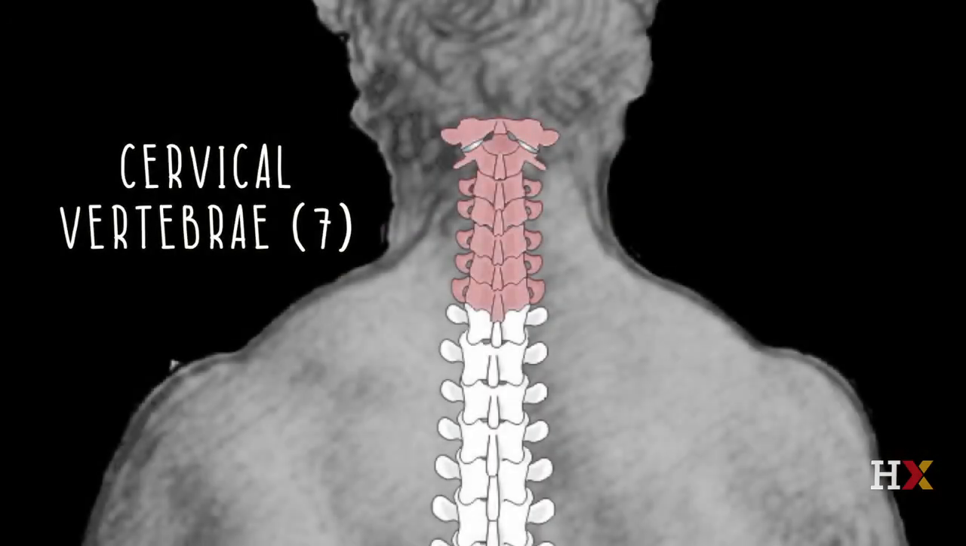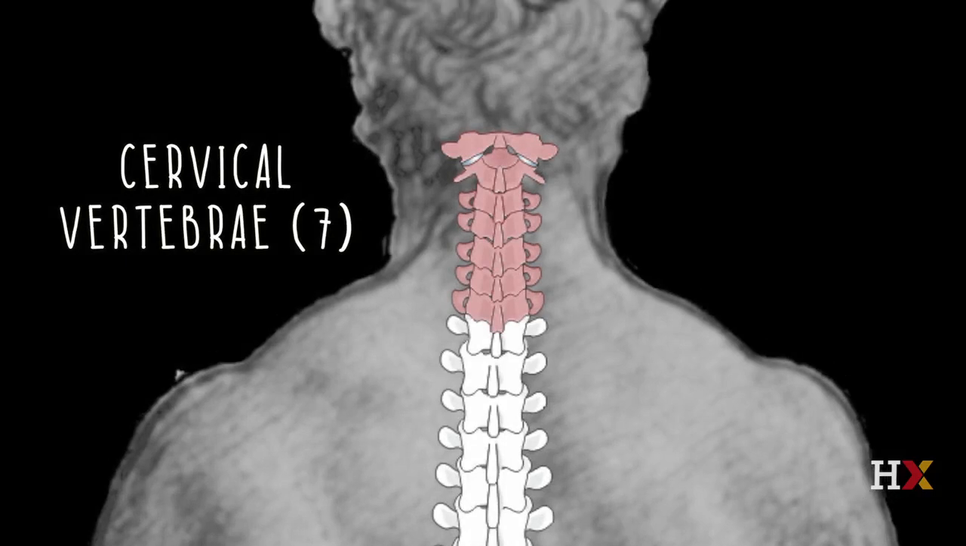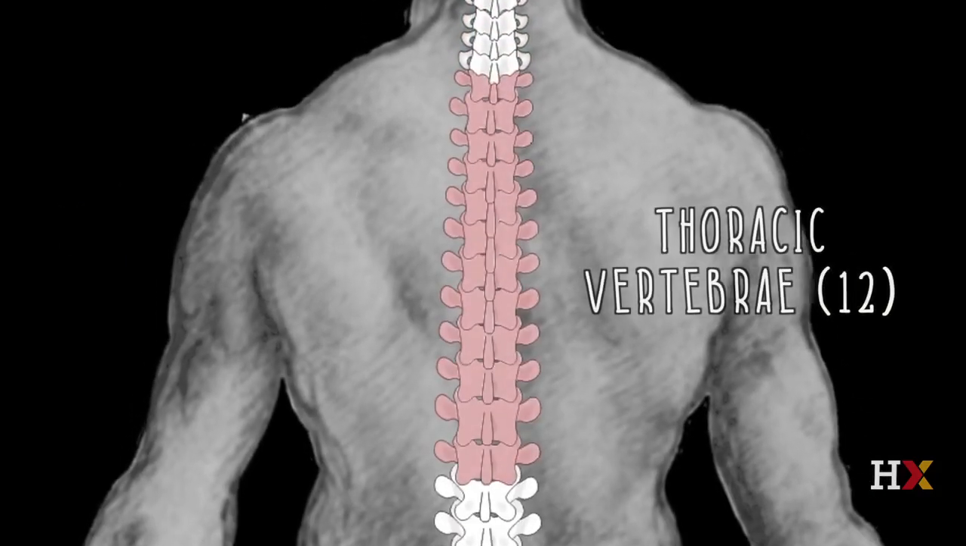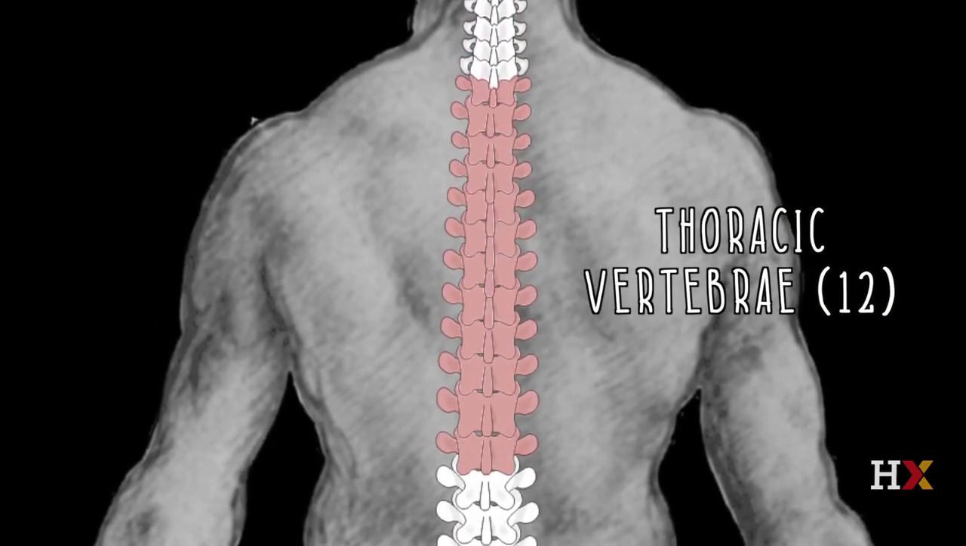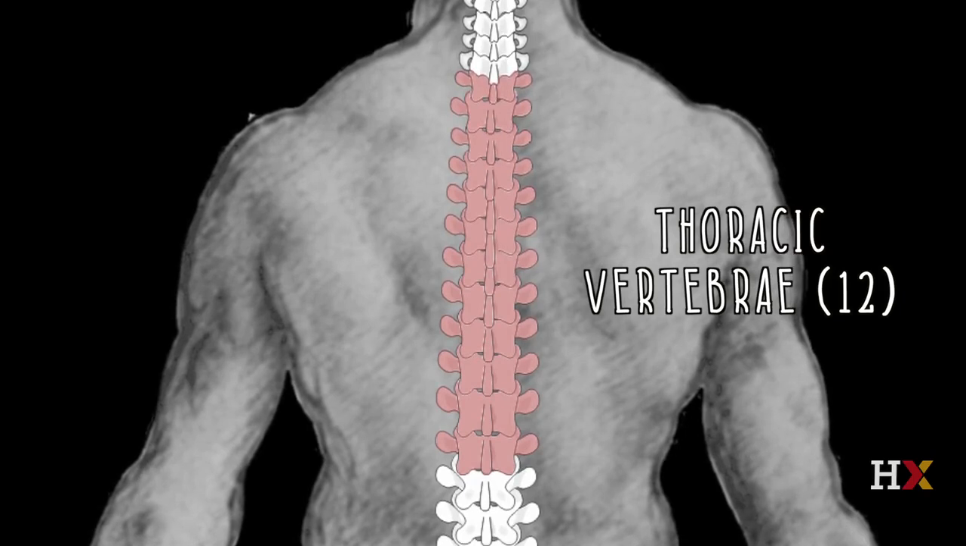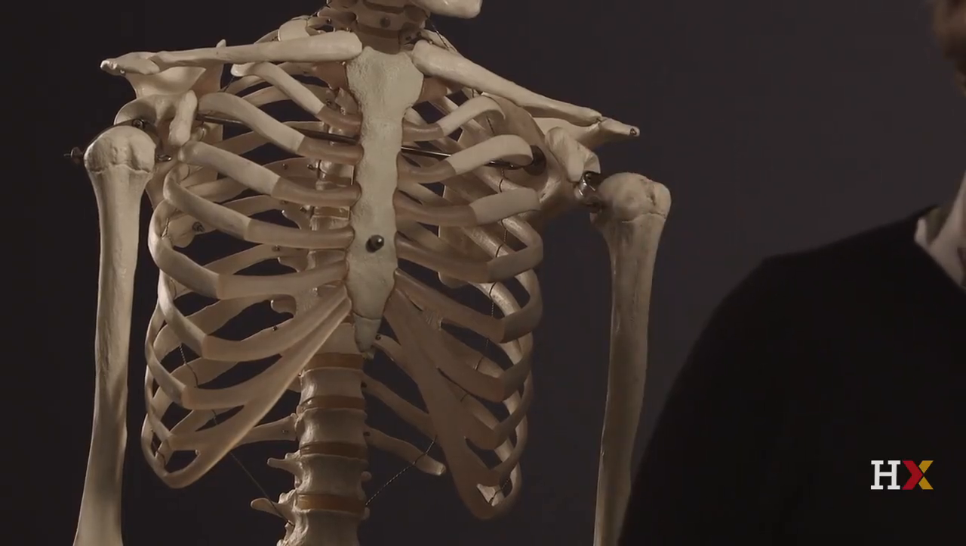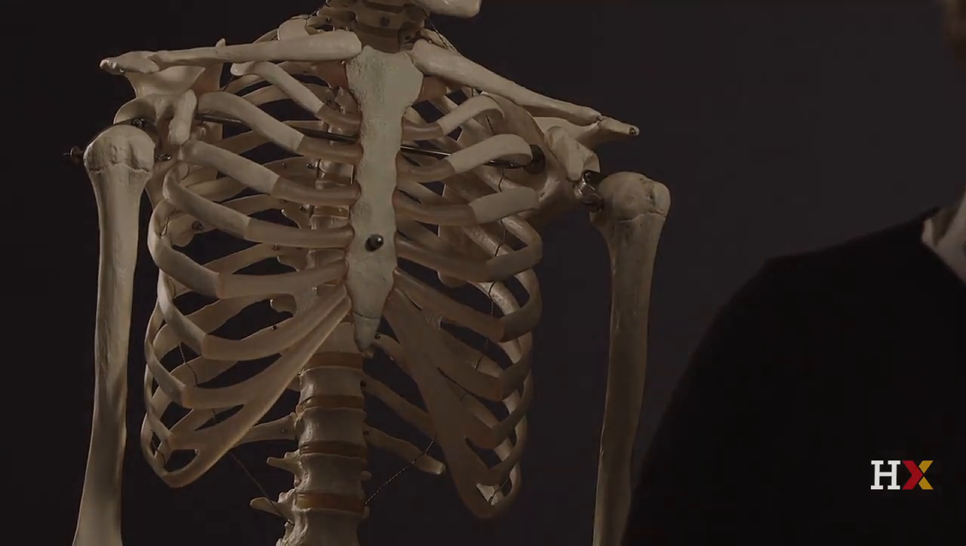shake your head. 7 cervical vertebrae, and the last cervical vertebra, which is C7, will articulate with the first thoracic vertebra. There are 12 thoracic vertebrae in humans. Different mammals have different numbers. And the characteristic feature of the thoracic vertebrae is that they articulate with ribs. So the thoracic vertebrae articulate with the 12 ribs.